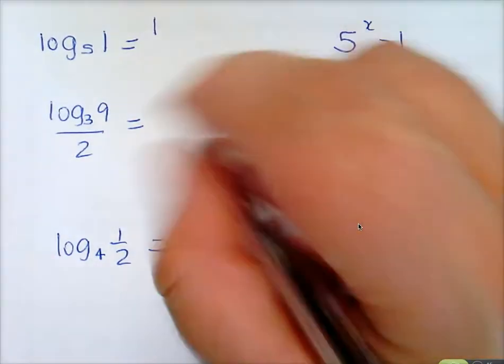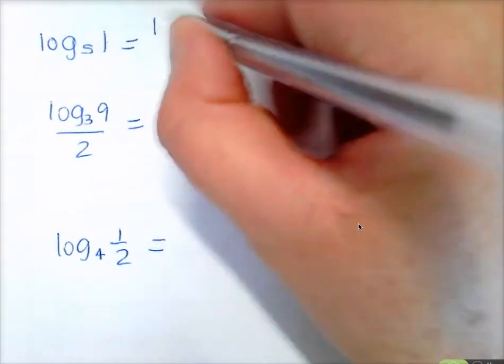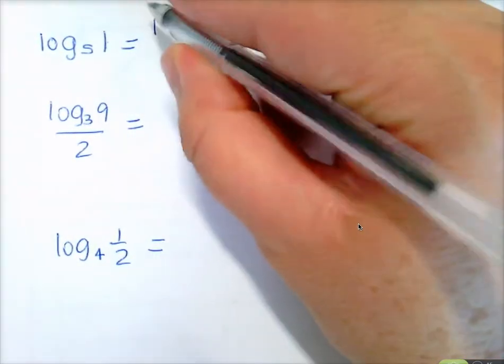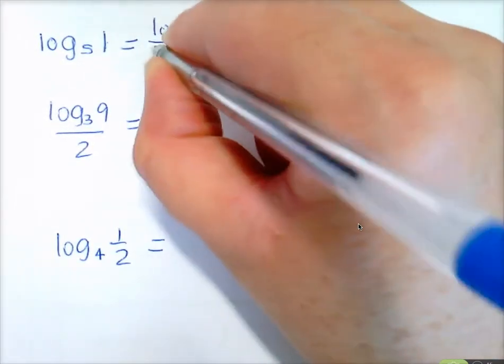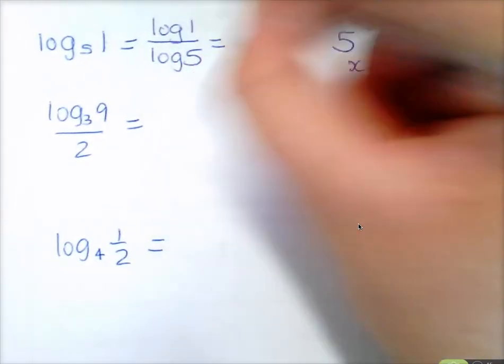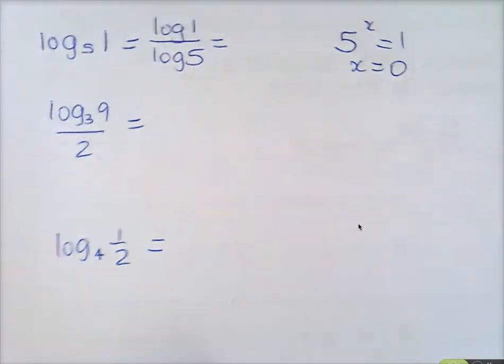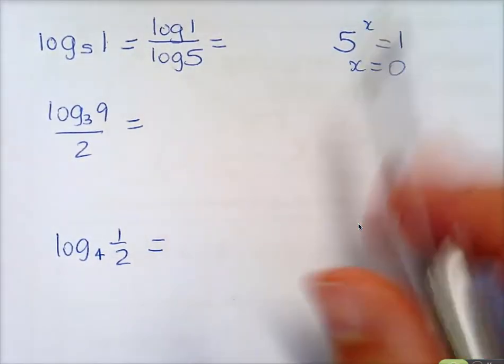What would I write? Log to the base 5 of 1 equals, you can't do base 5, so you'll choose ln or you'll choose log. Log 1 over log 5. It doesn't matter which one, either. Log 1 over log 5, what do you get?